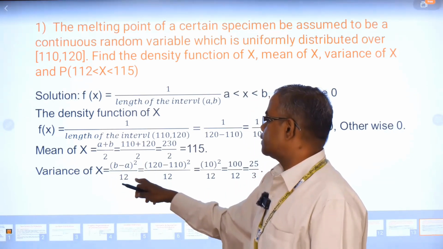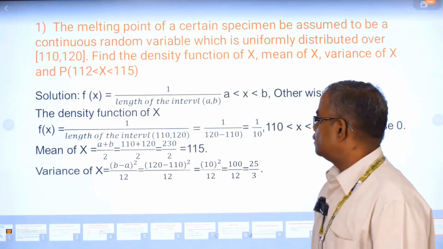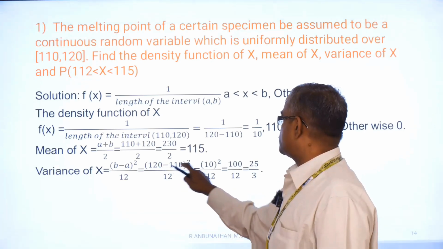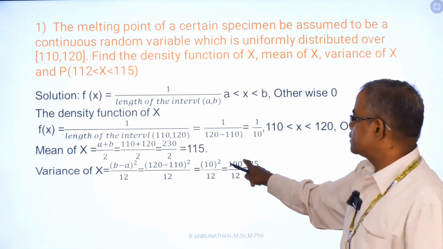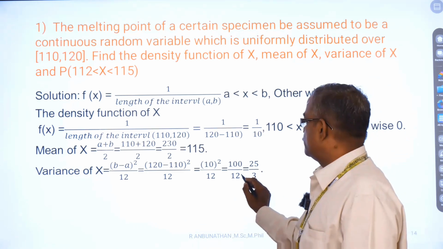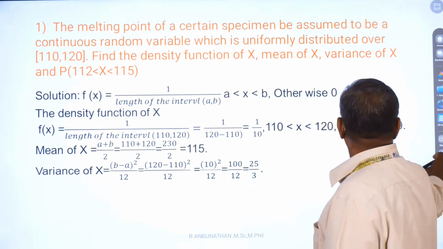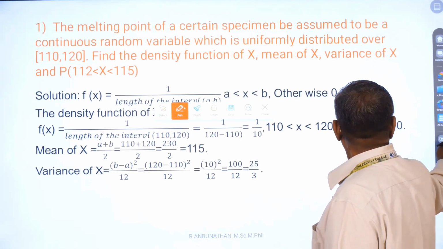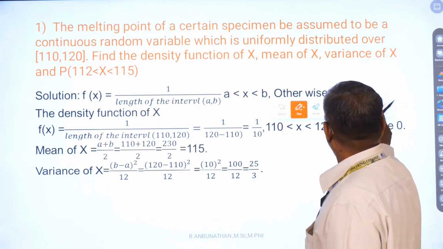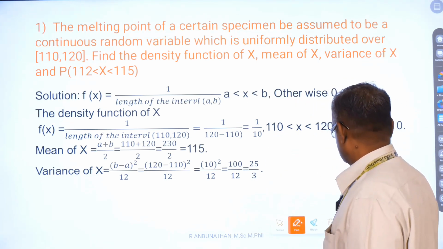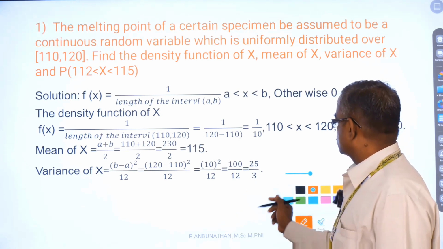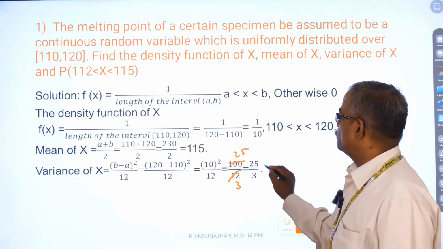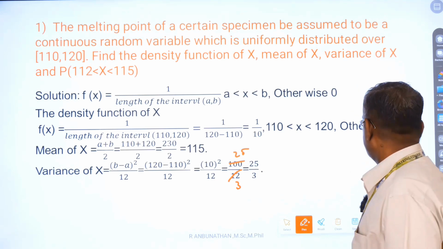The variance formula we also already saw in the earlier slide: (b minus a) the whole squared divided by 12, which is (120 minus 110) squared divided by 12. The difference is 10, squared is 100, divided by 12. Cancelling by 4, this becomes 25 and that becomes 3. Therefore the answer is 25 by 3.